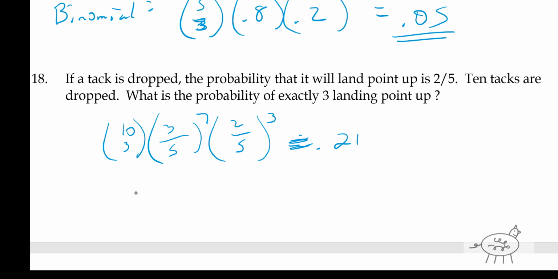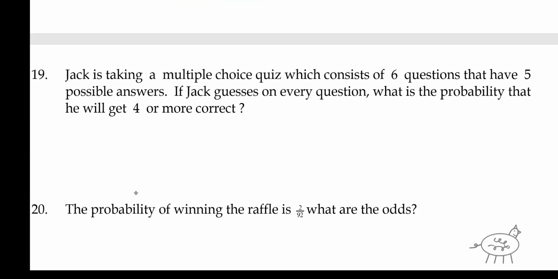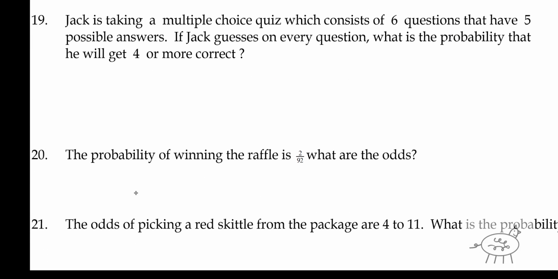Okay. Getting there. Jack is taking, another Jack problem. Jack is taking a multiple choice quiz, which consists of 6 questions. We've seen this problem before, that have 5 possible answers. If Jack guesses on every question, what's the probability he will get 4 or more correct?